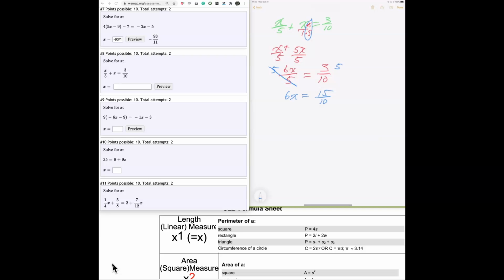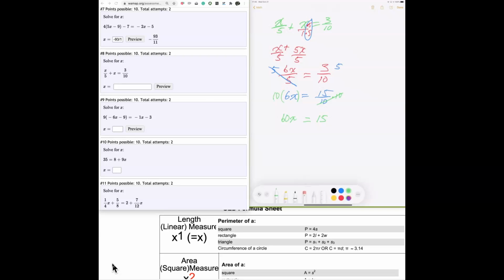And now we can do the same kind of thing in reverse. Multiply both sides by 10 to get rid of the denominator on the right side. So these two go away. It would turn into 150 over 10, but then it reduces to 15 over 1, which is 15. So 15. And then 10 times 6x is 60x.